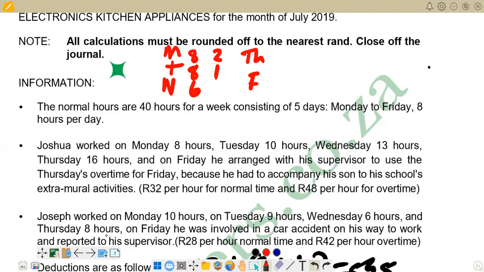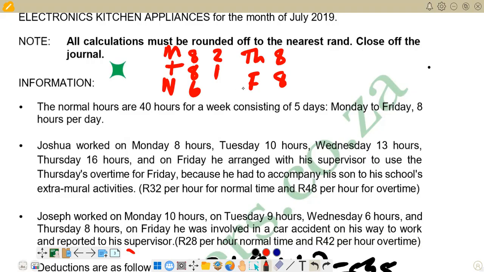And then on Thursday, 8 hours. We have 8 hours normal time, so it means no overtime. Then on Friday, he was involved in a car accident on his way to work and reported to his supervisor. So since this person reported to the supervisor, it means that this day, Friday, this person is going to be paid because it's a sick day. So we are not going to remove the 8 hours. We have the 8 hours there, but we don't have any overtime.